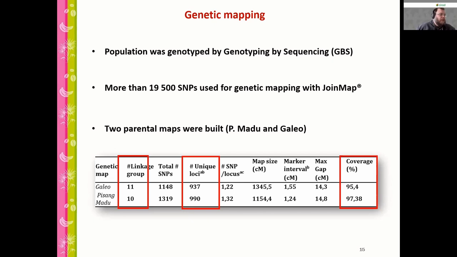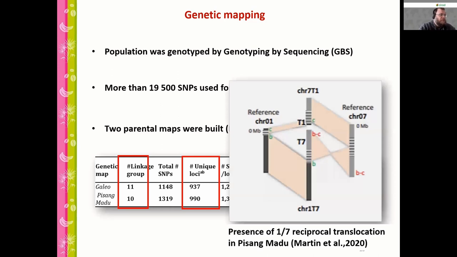For the Galeo map, we obtained 11 linkage groups as expected, because it's the number of chromosomes in banana. But for Pisang Madu, we only obtained 10 linkage groups. So there is one chromosome perhaps missing. That could be linked to the presence of a reciprocal translocation in Pisang Madu that has been shown by Martin et al. There are a lot of reciprocal translocations in banana. And in Madu especially, there is a reciprocal translocation between chromosome 1 and 7. So it could be some association between these two chromosomes, and that's why we have only 10 linkage groups and not 11 as expected.